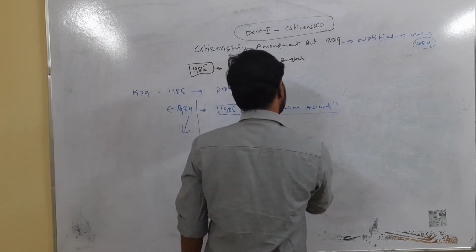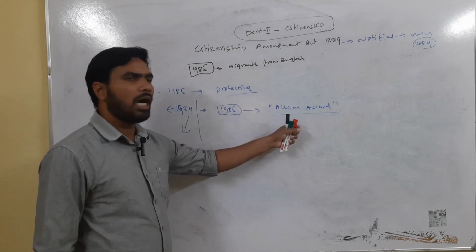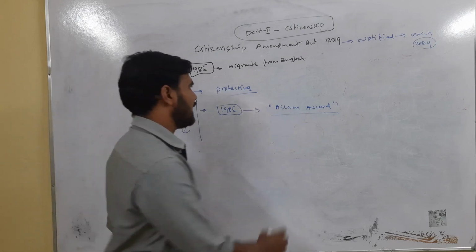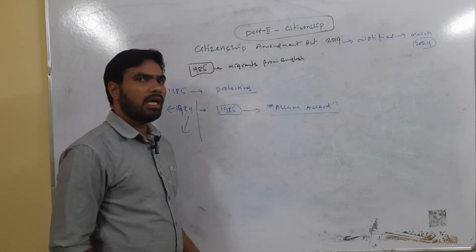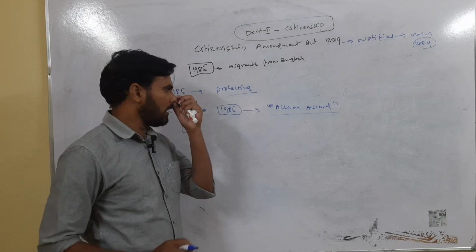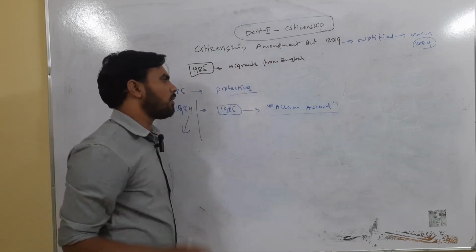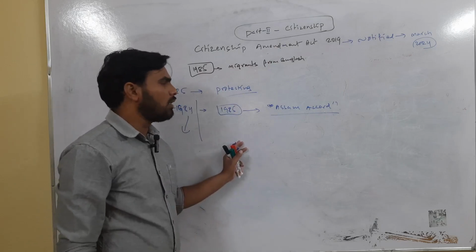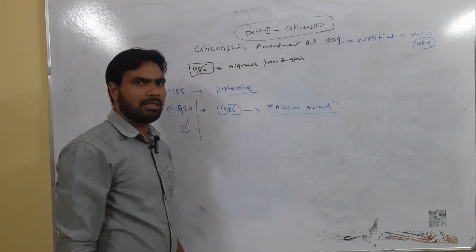Through this agreement, Rajiv Gandhi promised that he was going to solve the problem of illegal migrants. He said that we will identify the migrants and take them away, or we will find a solution for the problem of illegal migrants. That was the promise given by the Rajiv Gandhi government to the protesting leaders of Assam. That agreement is called the Assam Accord.